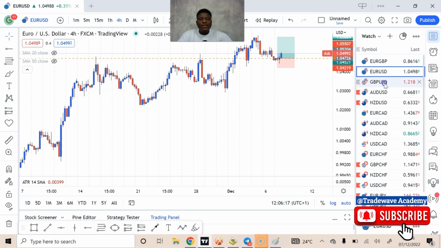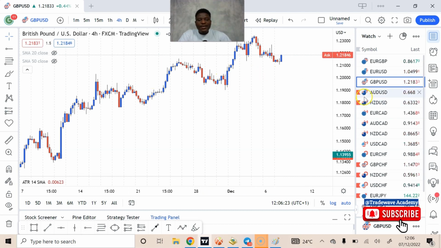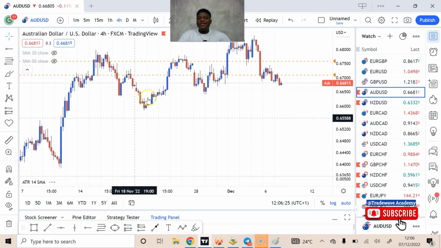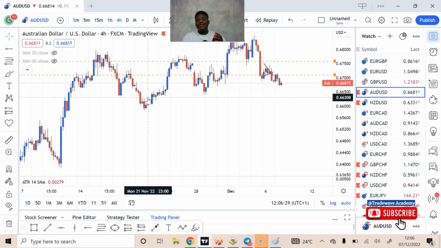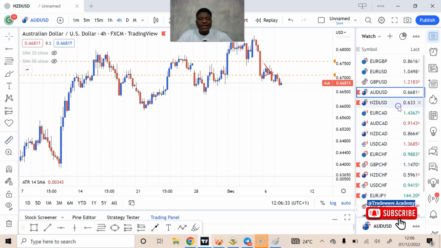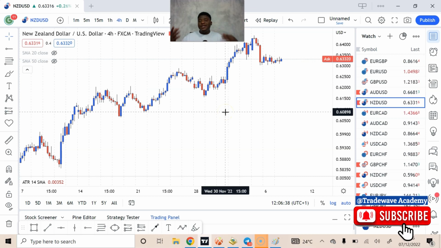Now the GBP USD, what are you seeing? It's buying, higher highs, higher lows, higher highs, higher lows. AUD USD, what can you see? It's not consistent with higher highs and higher lows, but you can see that this is clearly an uptrend on the 4-hour time frame. Now let's see the NZD USD. As you can see, higher highs, higher lows. Now, how does this help your trading decision?